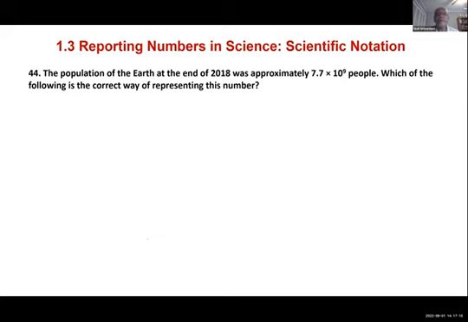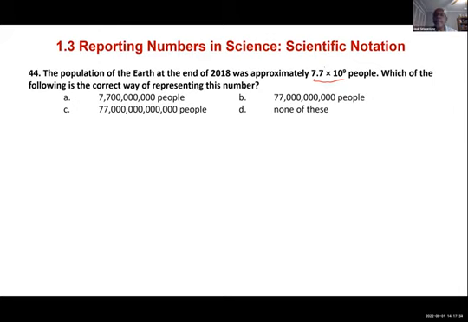The population of Earth at the end of 2018 was approximately this. Which of the following is the correct way to represent this number? That's the normal number.